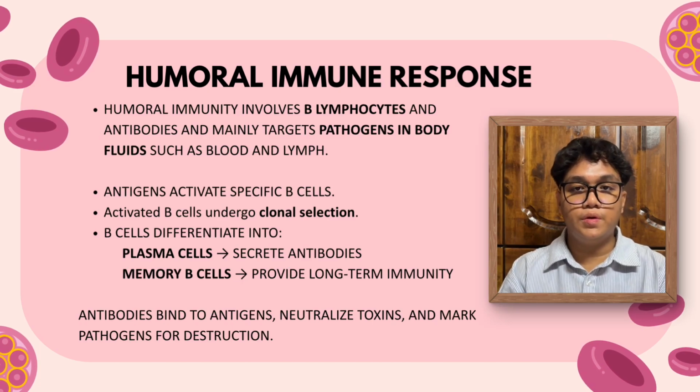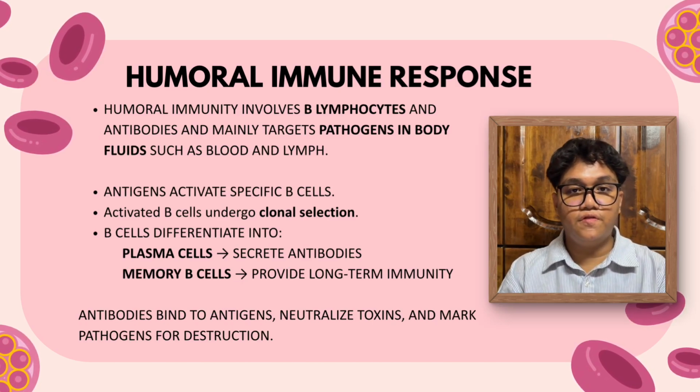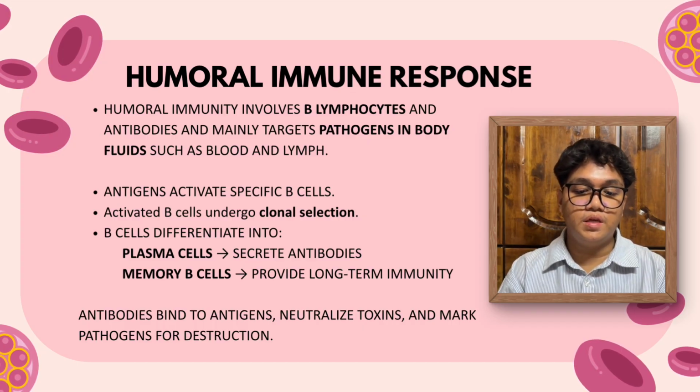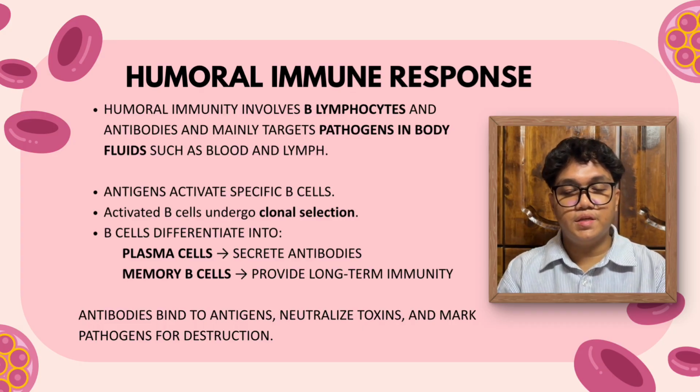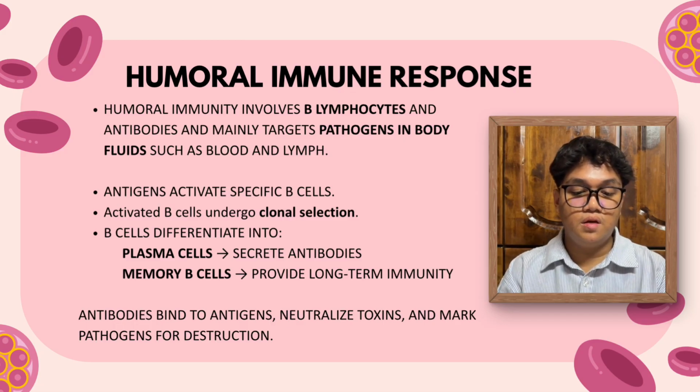Humoral immune response. Humoral immunity involves B lymphocytes and antibodies, and it mainly targets pathogens in body fluids such as blood and lymph. Antigens activate specific B cells. Activated B cells undergo clonal selection. B cells differentiate into plasma cells, which secrete antibodies, and memory B cells, which provide long-term immunity. Antibodies bind to antigens, neutralize toxins, and mark pathogens for destruction.